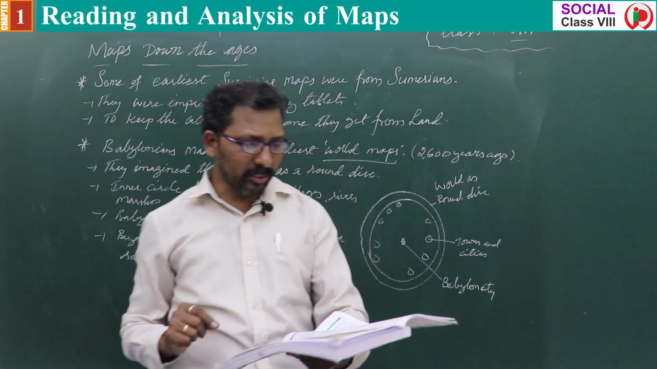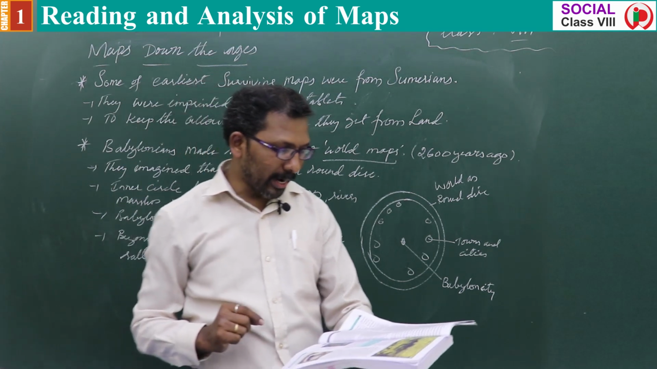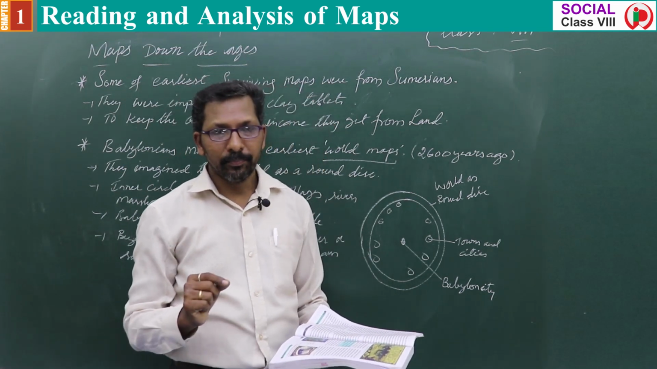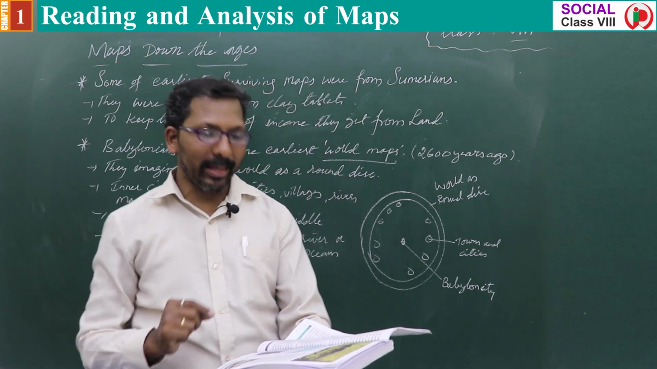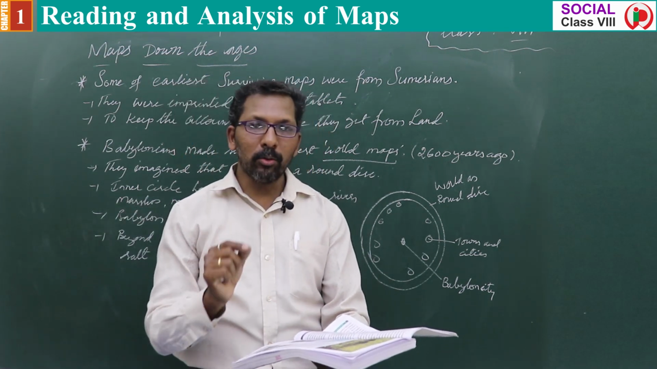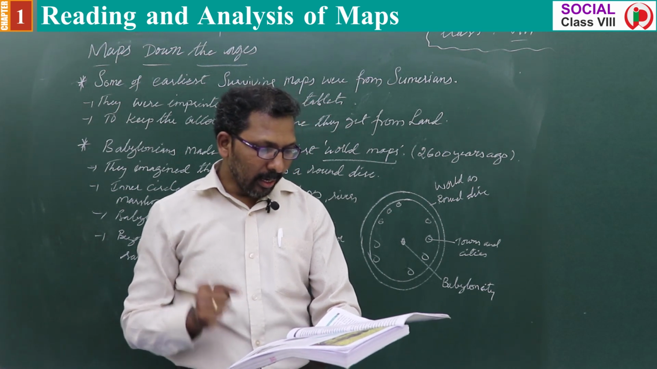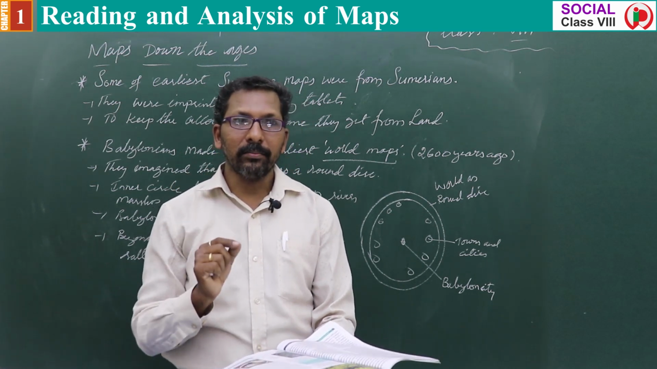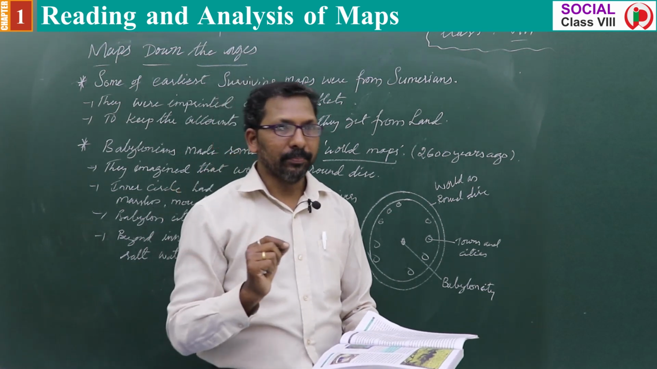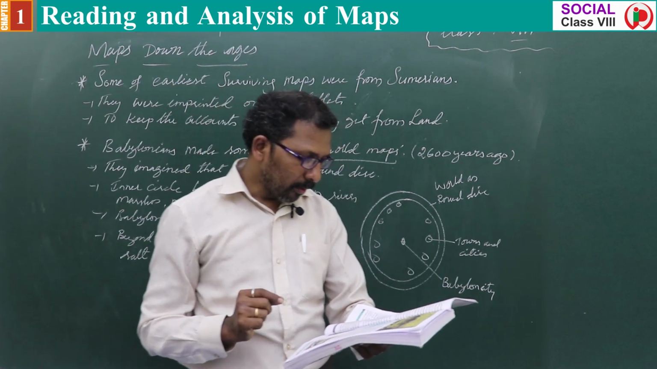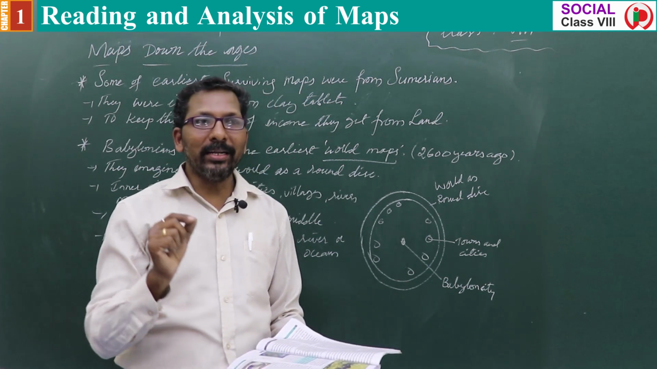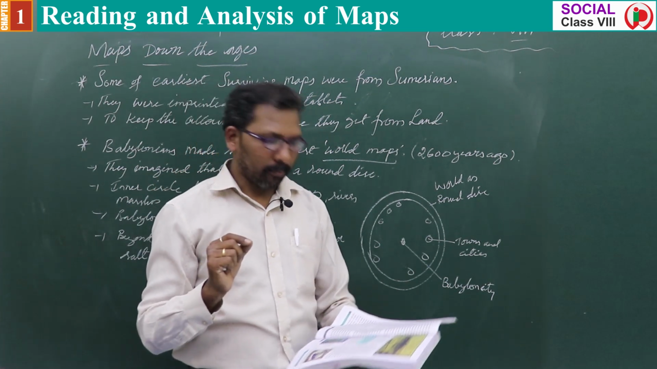In order to help the sailors, the maps also had to be accurate. And moreover, the Greeks tried to make the maps accurate with the help of longitudes and latitudes. Let us see how this was done. They tried to find out a set of places where midday occurred.